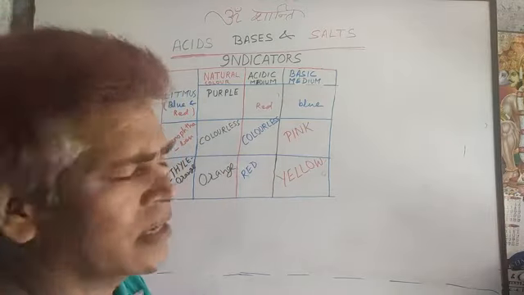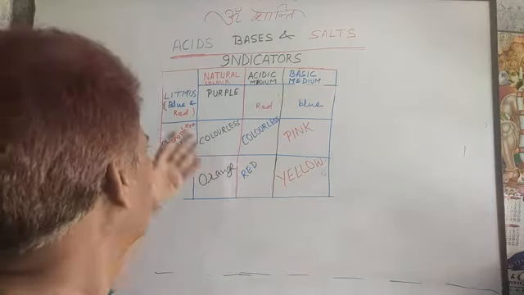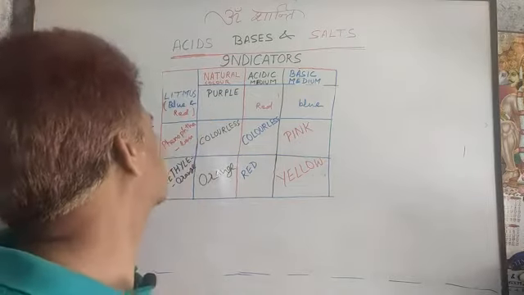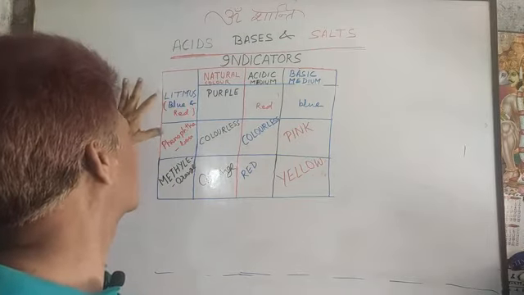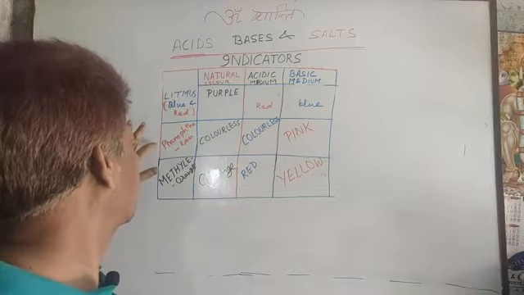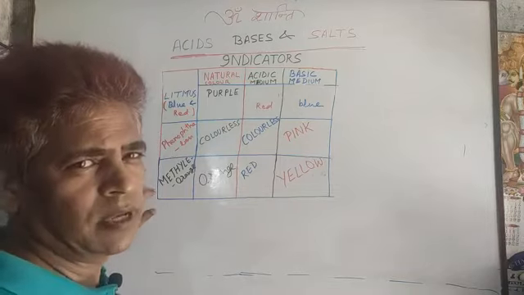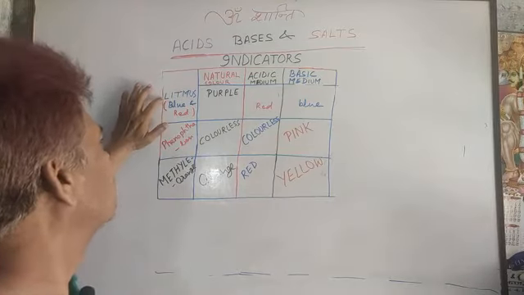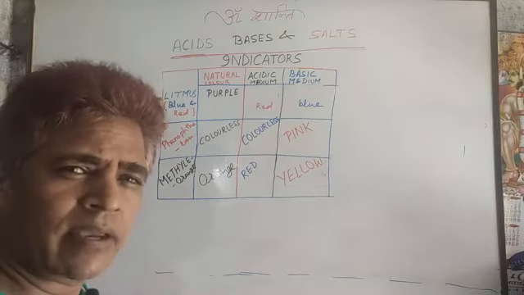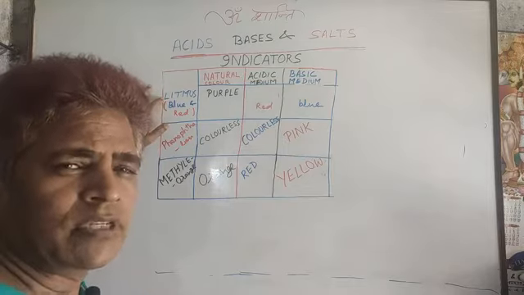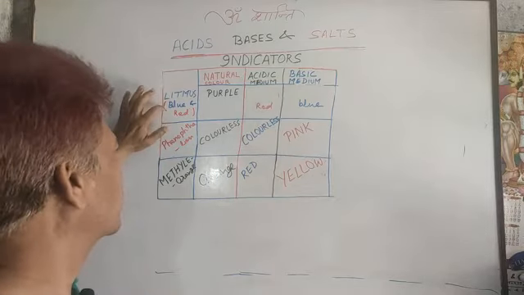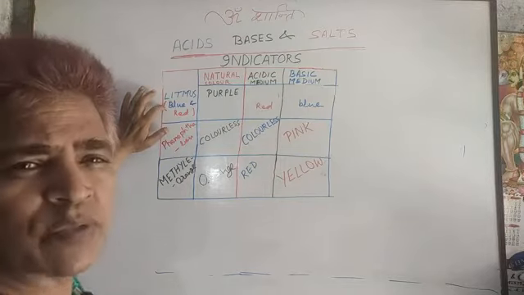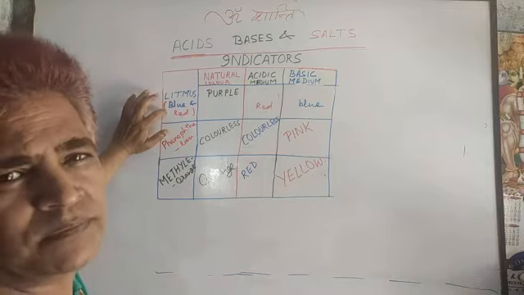There are several indicators, but only 3 are included in your syllabus. That's why I am going to discuss only 3 indicators: litmus paper, phenolphthalein and methyl orange. You might have seen litmus paper in the laboratory. Litmus is a dye which is applied on a paper strip, and it is available as blue litmus paper and red litmus paper.